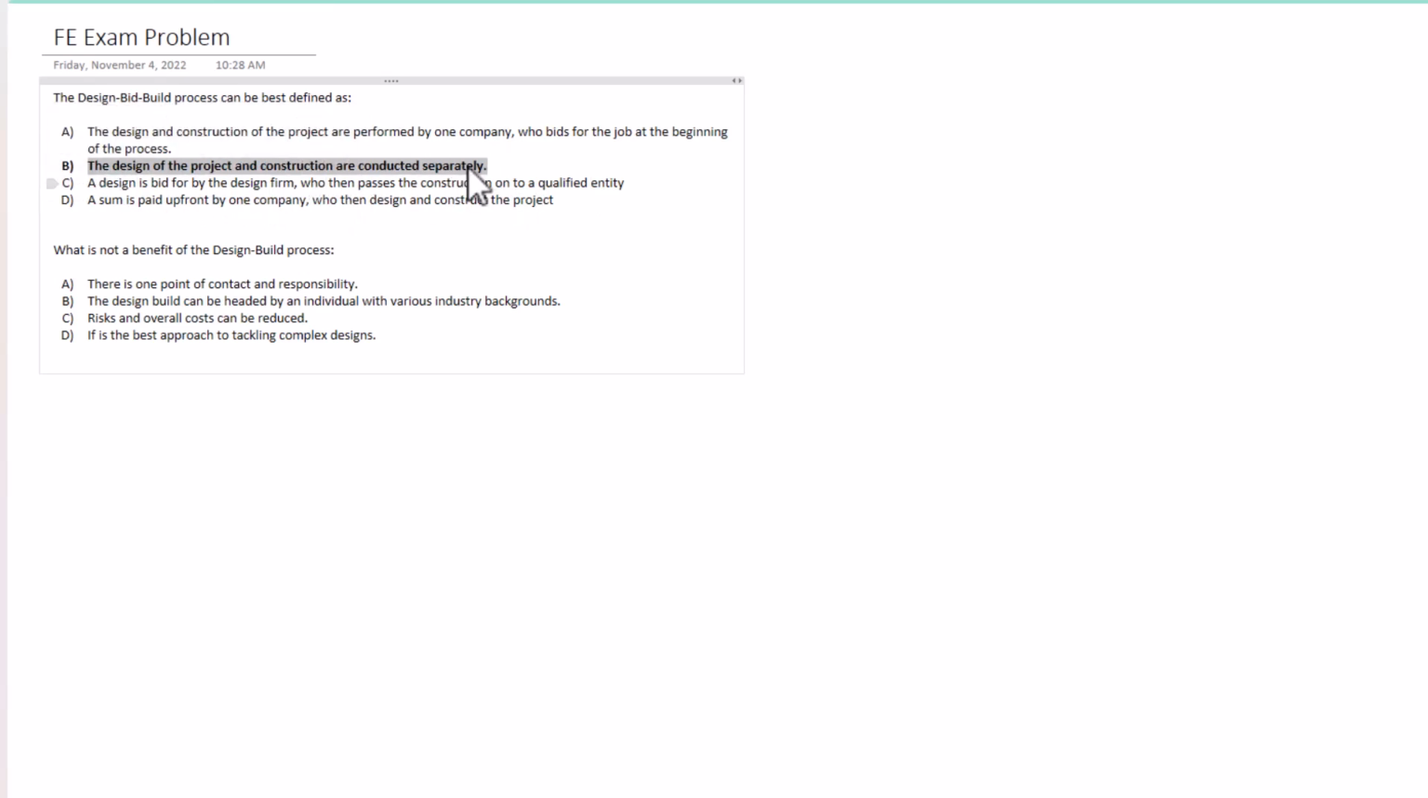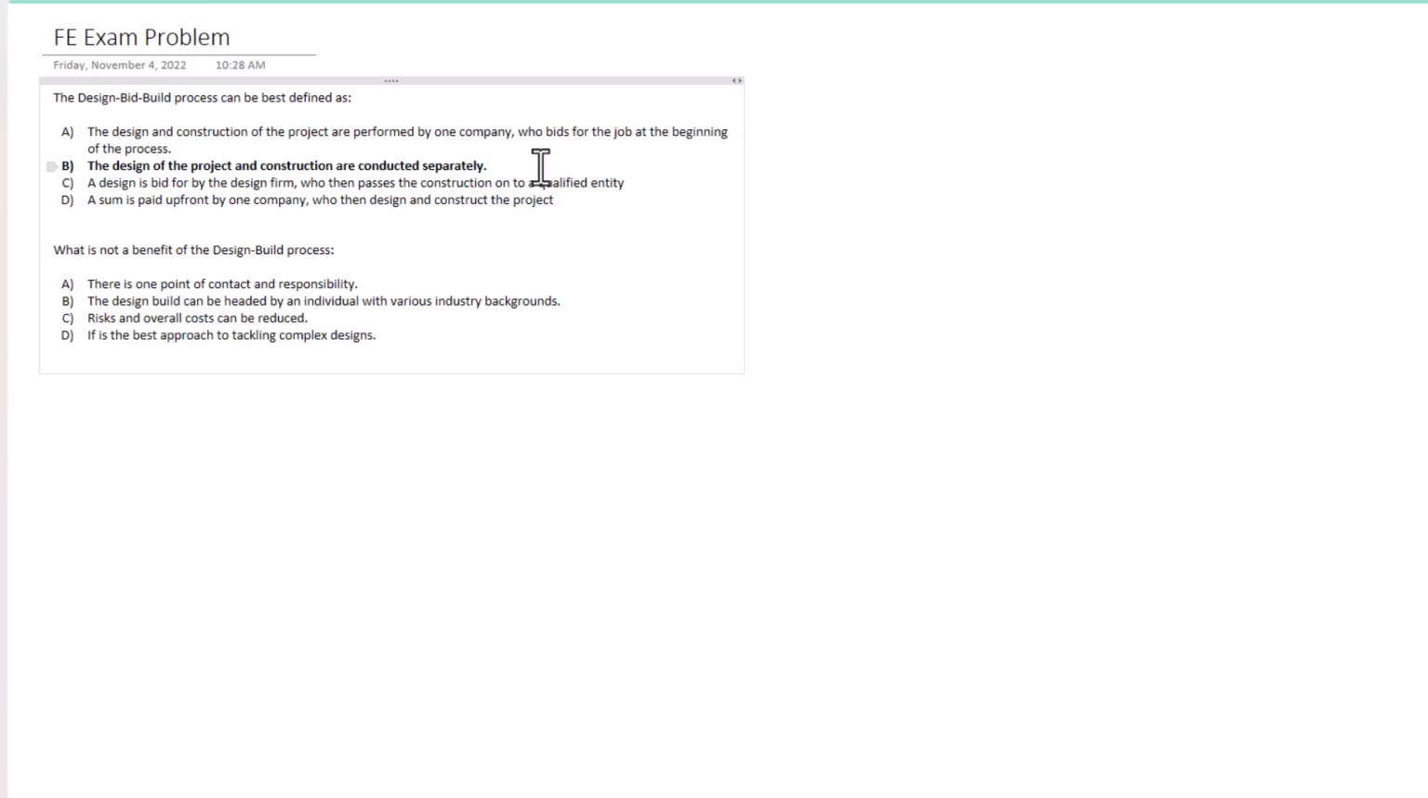The design of the project and construction are conducted separately. So one company designs it, and then there's a bid process for the build, and then a different company builds it, usually a construction company, and then conducts the construction. And so that is the design bid build process. And you can look up more information on that on the internet.